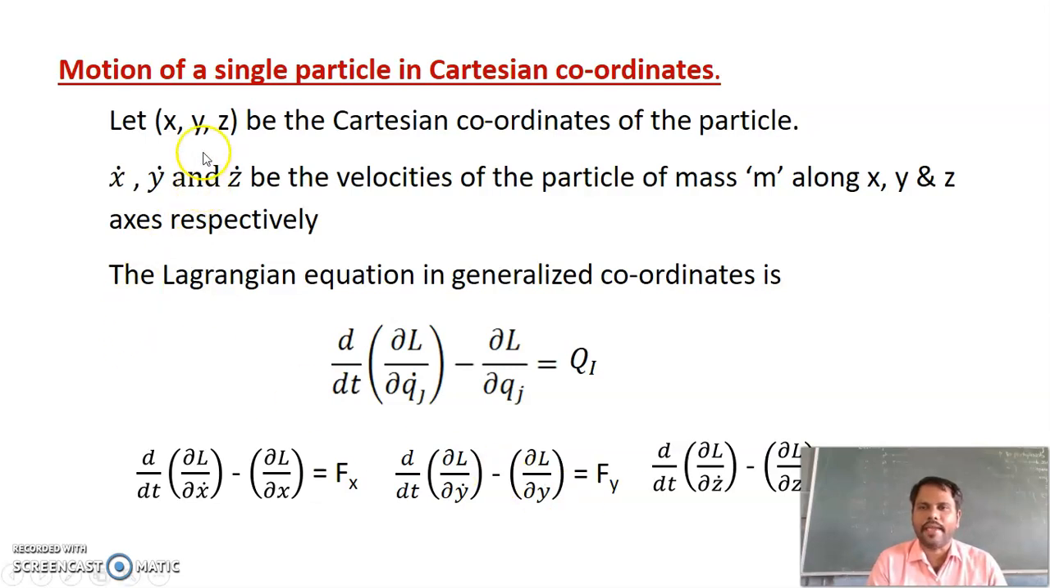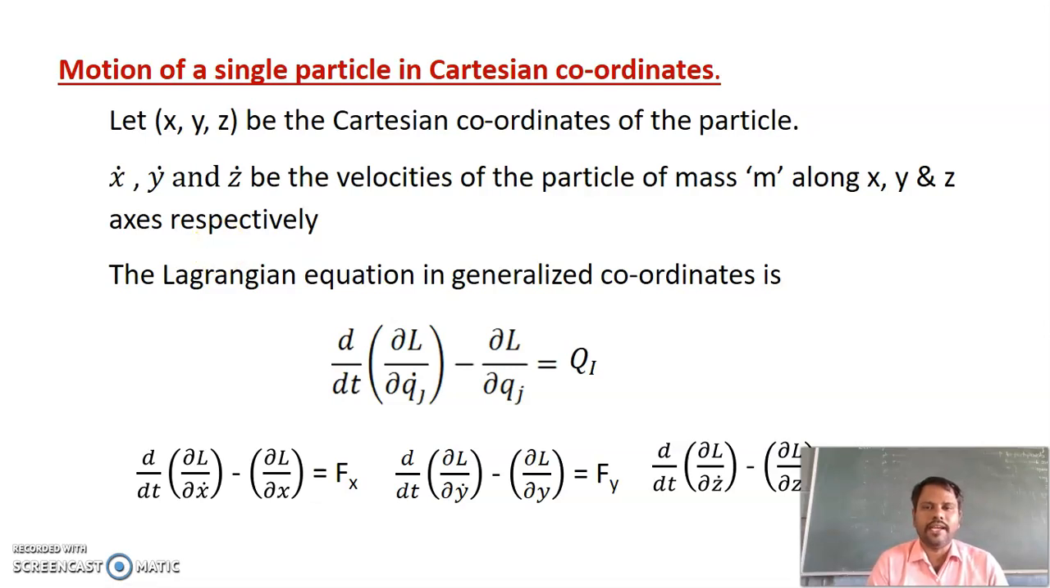So let x, y, z, as functions of time, be the Cartesian coordinates of the moving particle, and x dot, y dot and z dot be the velocity components of the particle of mass m along the x, y and z axes respectively.